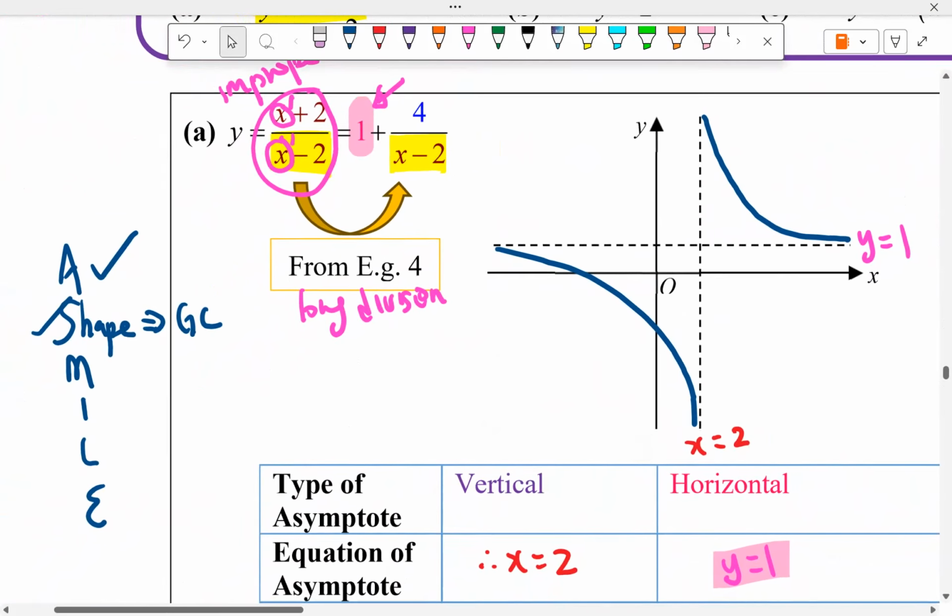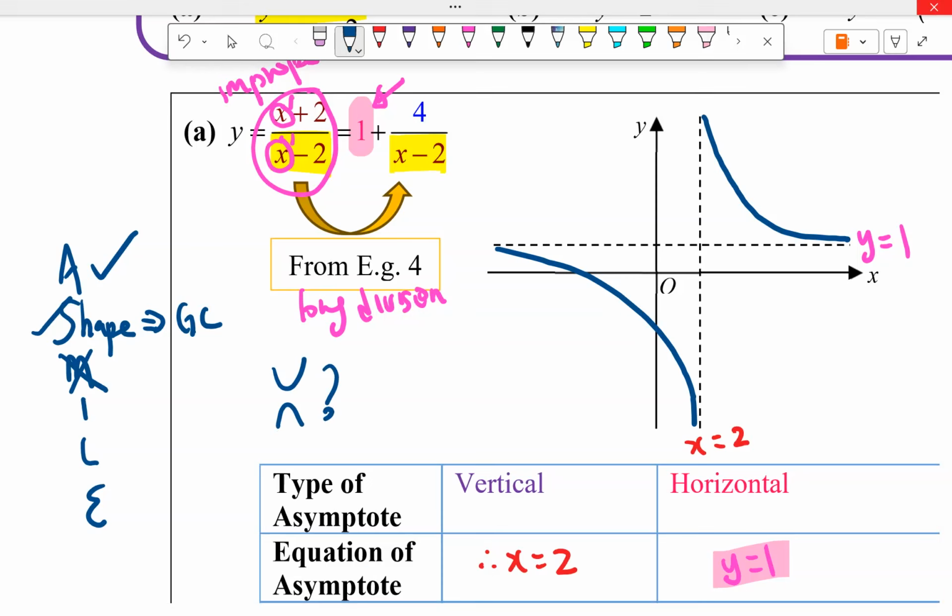You look at this graph, is there any minimum turning point or maximum turning point? Don't have, right? So it's not applicable to a rational graph. Okay, I stands for intercept. I need to find the intercept, so I need these two, x-intercept and y-intercept.